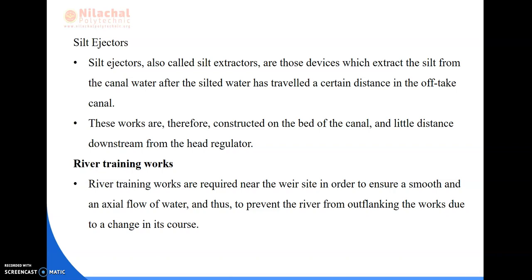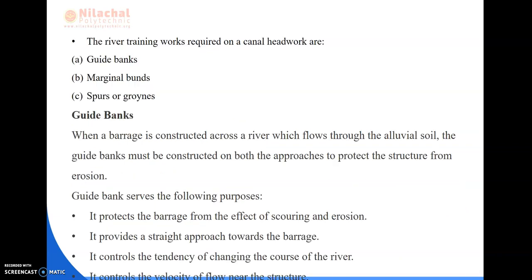River training works are required near the weir site in order to ensure a smooth and axial flow of water and thus to prevent the river from outflanking the work due to a change in its course. So the river training works required on a canal headwork are guide banks, marginal bunds, and next, spurs or groynes.